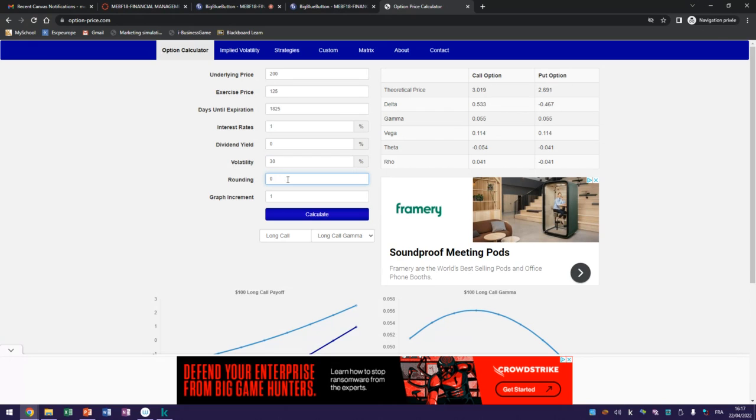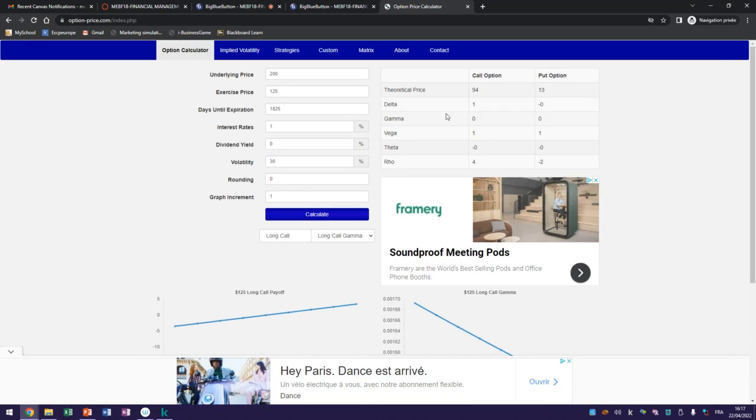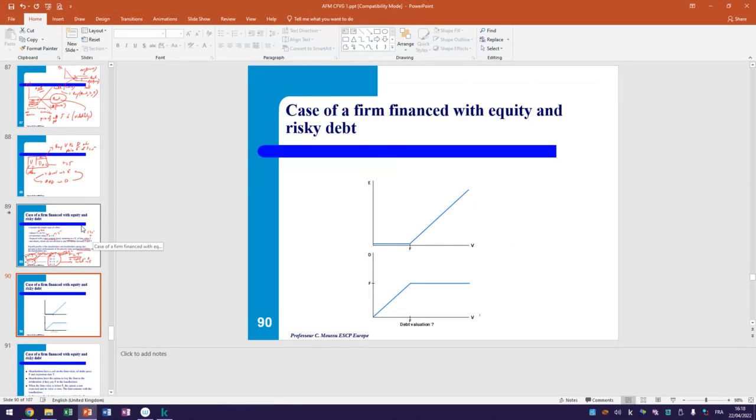And rounding, we don't care how many figures after the dot. And if I calculate that, the only thing I'm interested in is what I have here on the right. First line, price of the call and the put. The rest is delta, gamma, vega, the sensitivity of the option to different parameters that enter into option valuation. So 94 and 13. We keep those figures in mind and we go back.